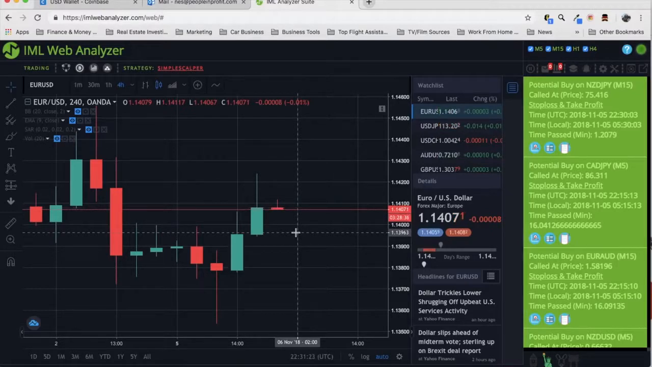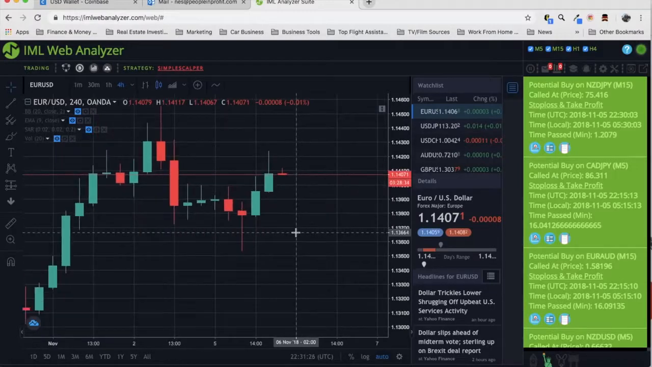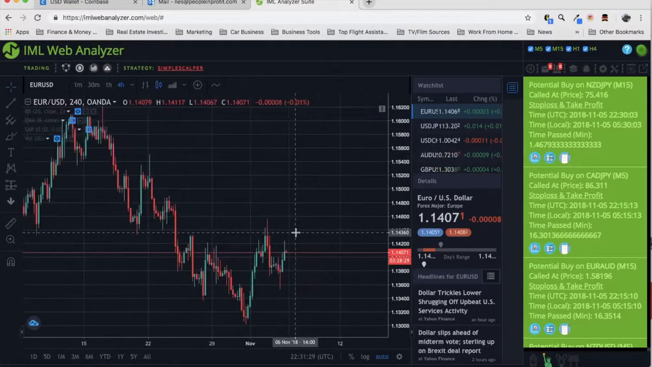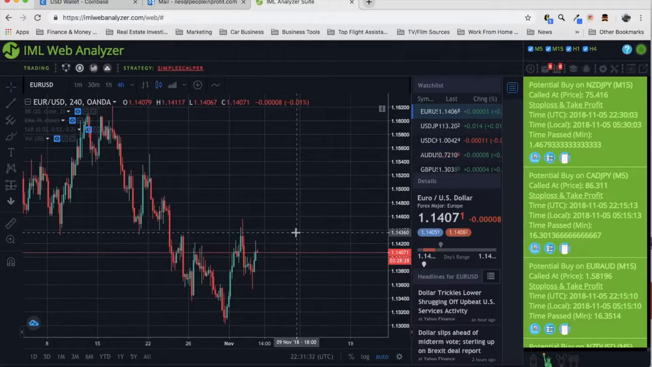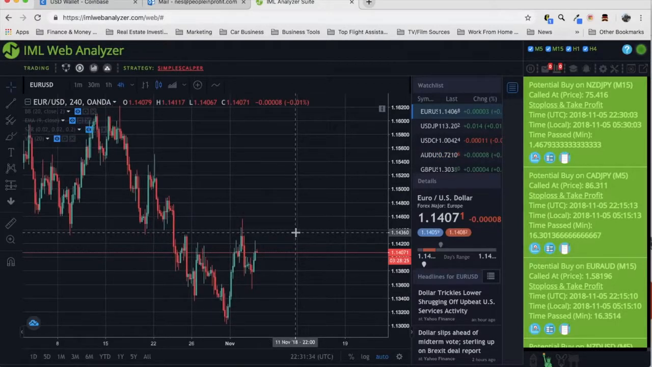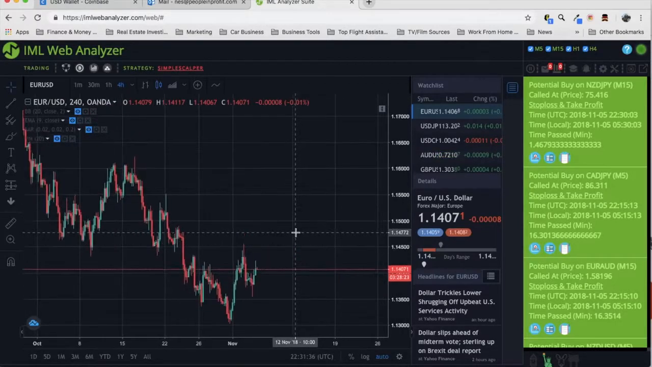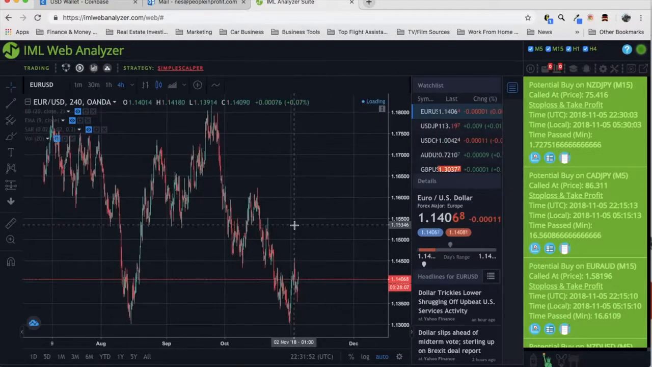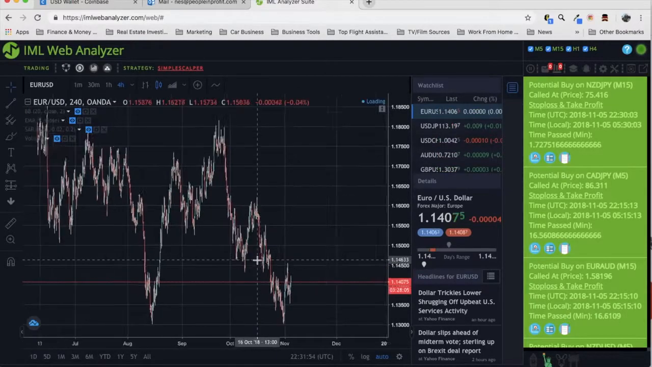So what I like to do is zoom all the way out. So we're going to zoom out here, and I'm going to mark my resistance areas. I'm going to mark my support areas, and I'm also going to mark up my trend lines.